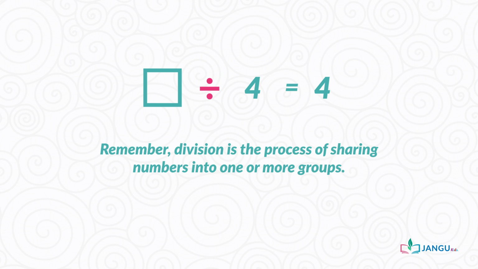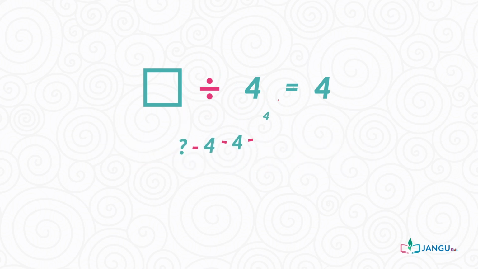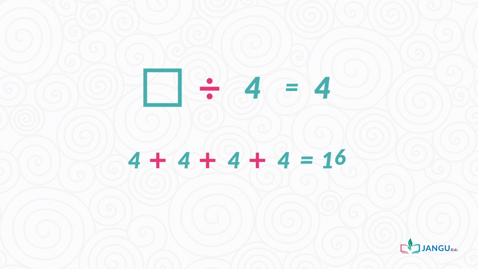Let's try a shortcut. Divisions can also be seen as repeated subtraction. In this example, we're looking for a number that we can subtract 4 from 4 times without any remainder. And the fastest way we can get this is to first do repeated addition, which is 4 plus 4 plus 4 plus 4 equals 16. Dividing 16 into 4, we get 4. Therefore, the missing number for the second example is 16.